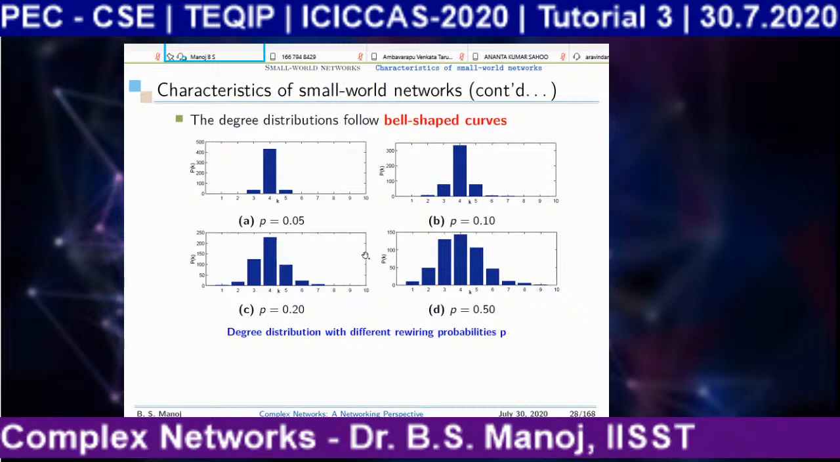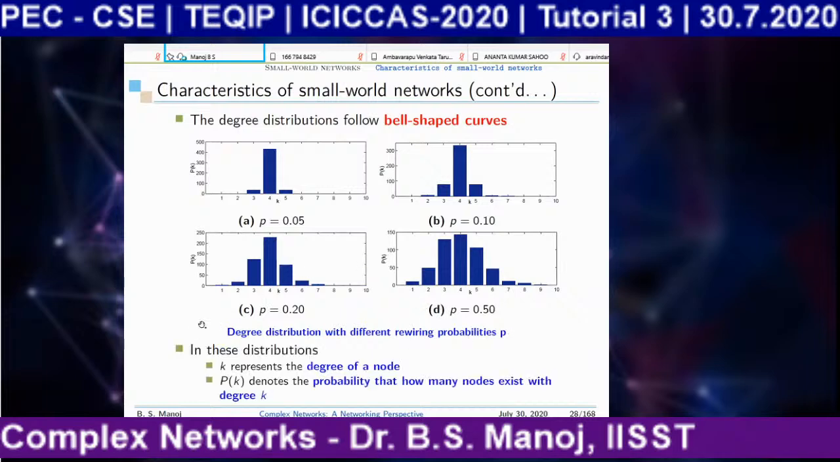But with the increasing value of p, it approaches more of a normal distribution, or a distribution followed by random networks. As I mentioned earlier, the degree distribution shows the probability of finding degree k versus degree k. This is not a normalized value, so you will be able to estimate that there are 200 to 250 nodes with 4 degree.